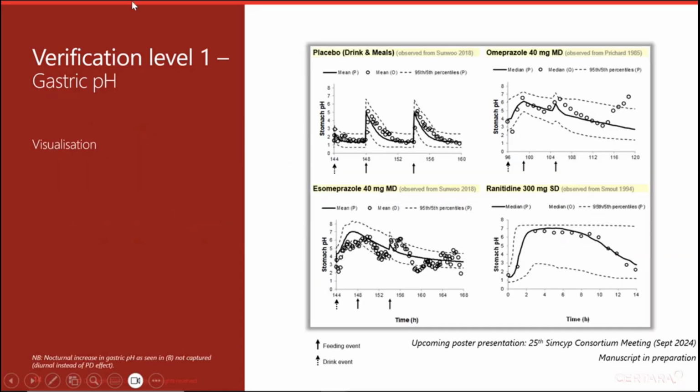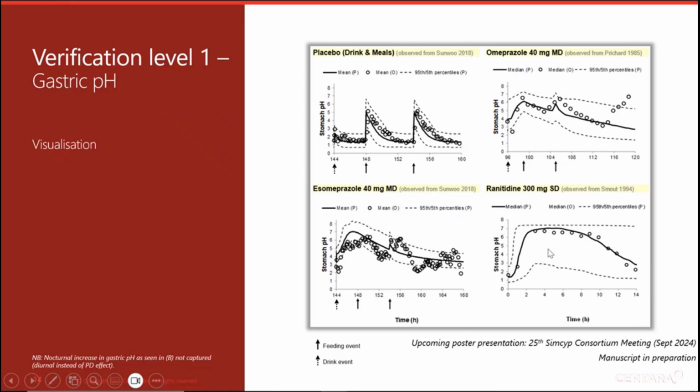And if you wanted to visualize the data, you can see from these representative plots that we are able to successfully recover the time dependency of the gastric pH profiles following placebo administration. So here we can capture the effect of a drink as well as meals on increasing gastric pH. We can also capture multiple dose Omeprazole administration, multiple dose Esomeprazole administration, as well as single dose Ranitidine administration.